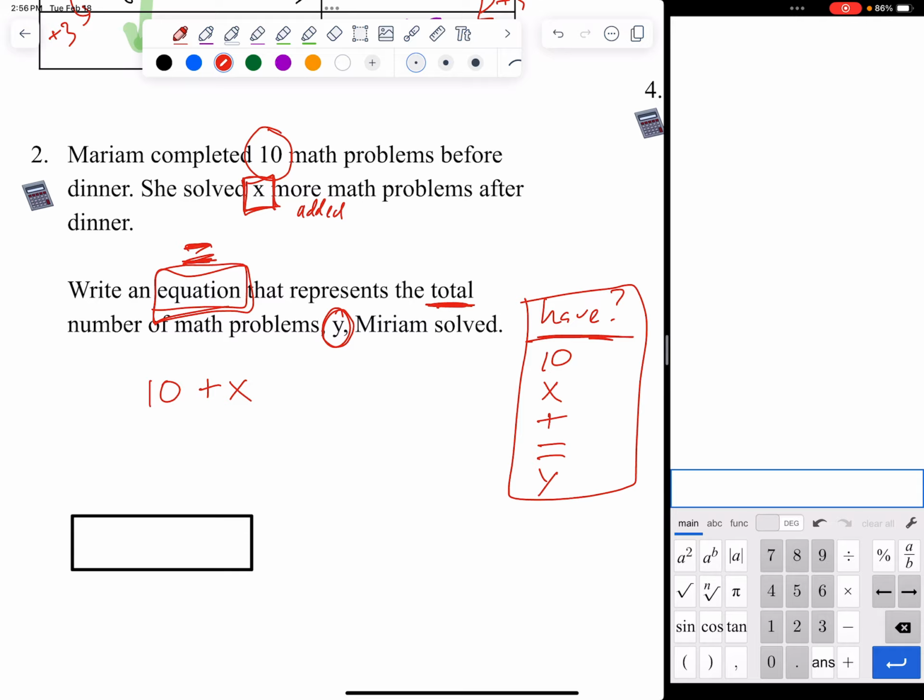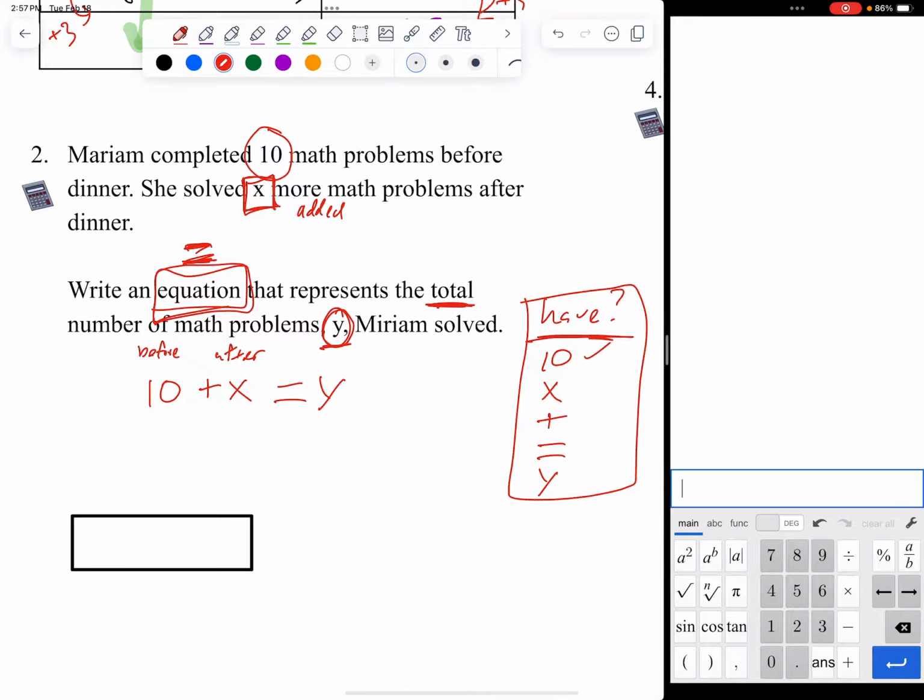So if you started before, then after, then you get a total. And you're like, well, what's the total? There's no number, but there's a letter, right? They told me the total y. So in this case, that's essentially it.